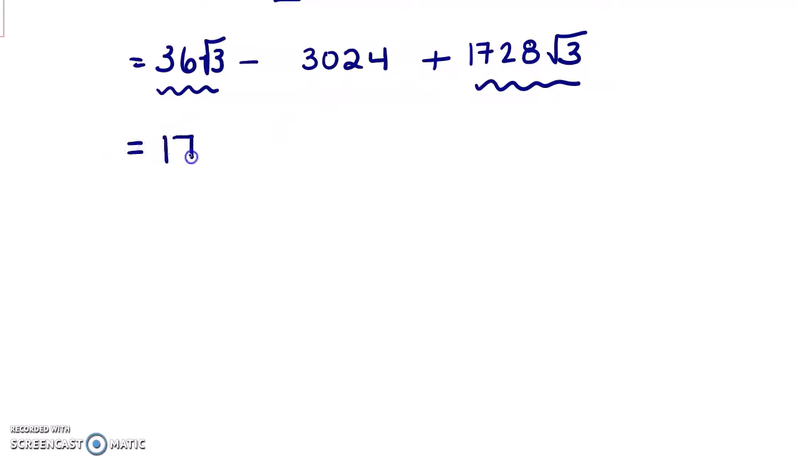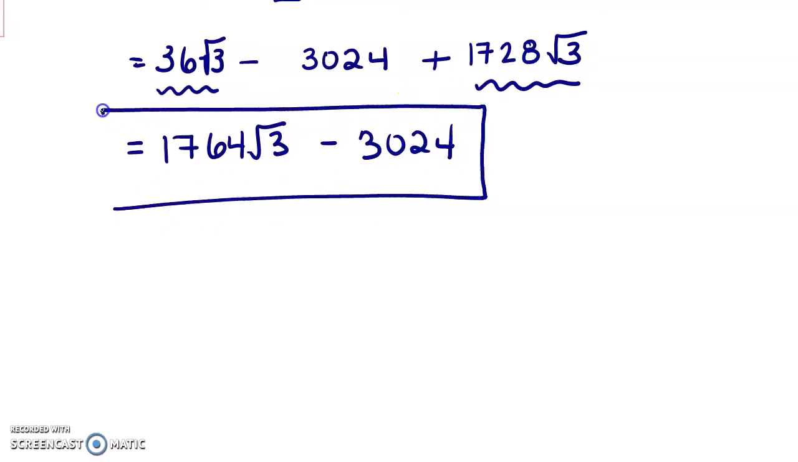So now I have 1764 square root of 3 minus 3024. That, gentlemen, is the area of the shaded region. And I'm putting this to bed.